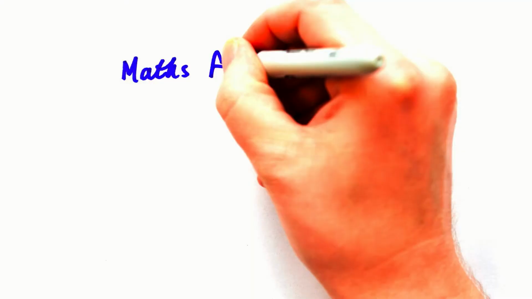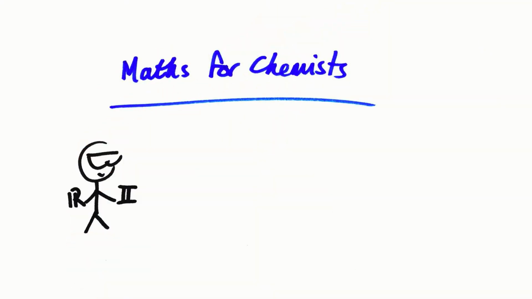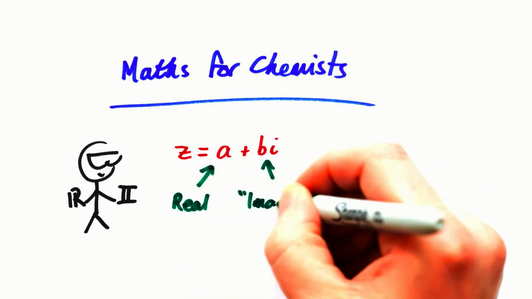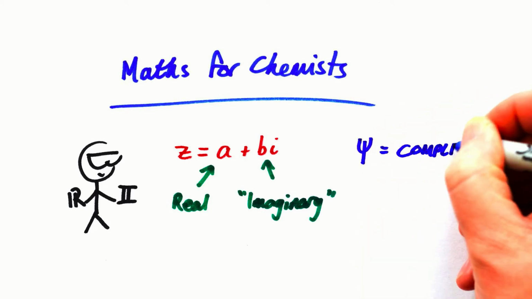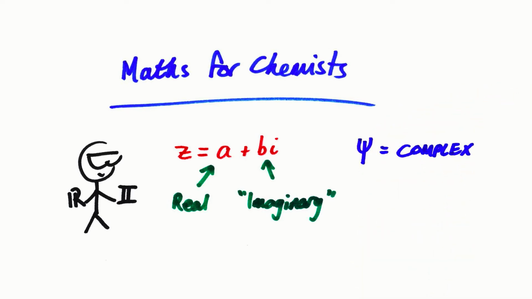In our last video, we introduced the principle of a complex number, complex meaning having more than one part, named as real and imaginary components. We use these complex numbers as ways to solve quadratic equations, and in chemistry, they are used to describe wave functions of particles in our theoretical considerations.